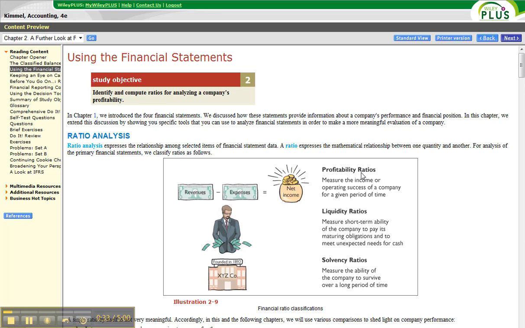Profitability ratios, as the name suggests, deal with a company's profit and whether or not it's an acceptable level of profit. Liquidity ratios deal with a company's short-term ability to pay its obligations. Okay, so short-term being the key here. And solvency ratios measure the ability of a company to survive over a long period of time, basically meaning this is a long-term indicator of whether a company can meet its debts.